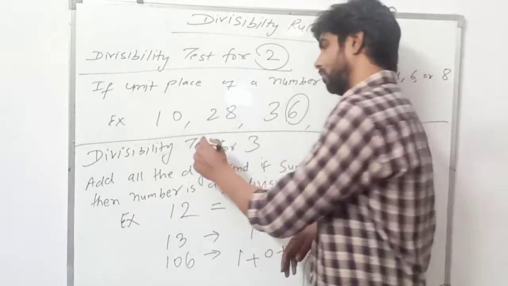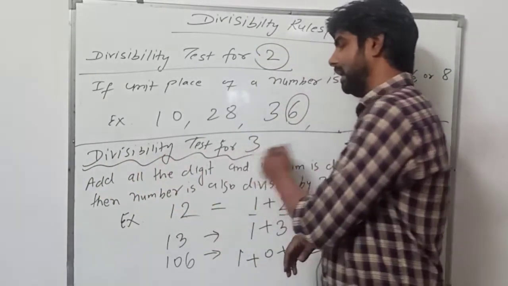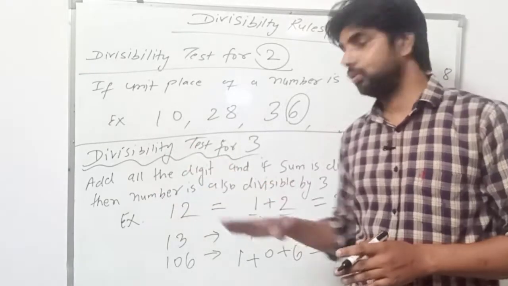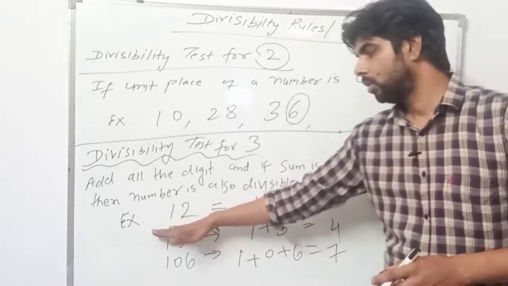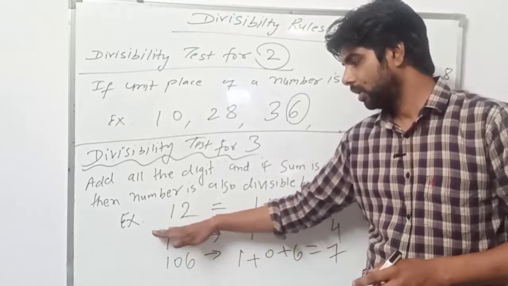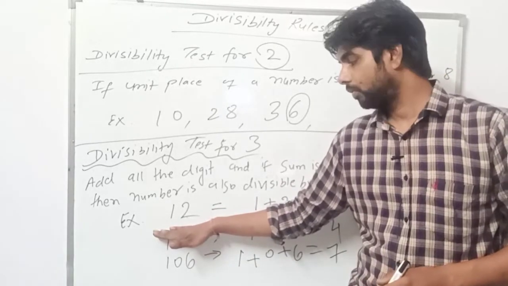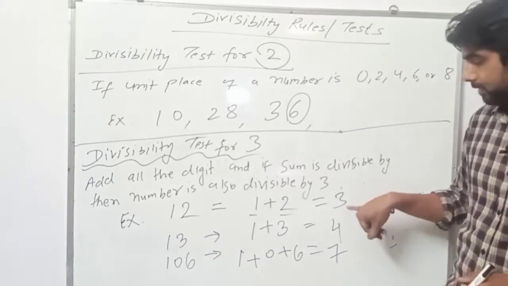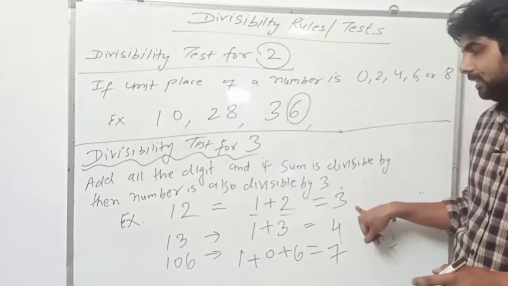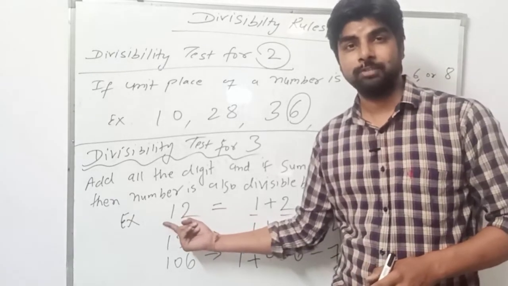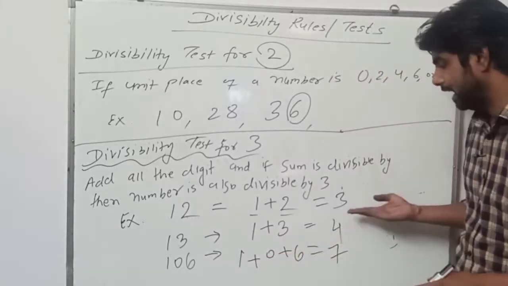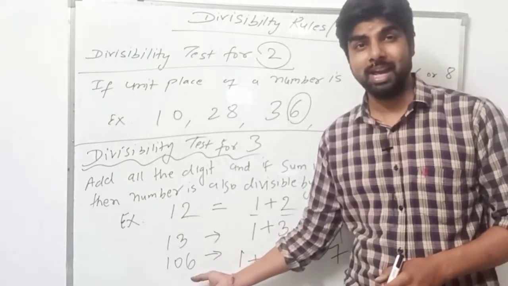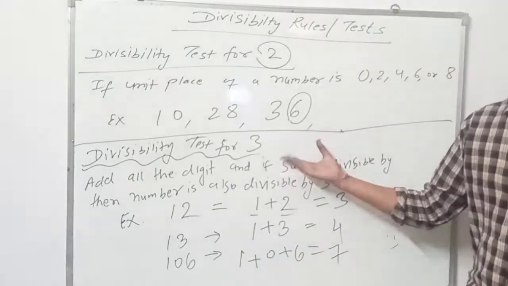So in order to find out whether a number is fully divisible by 3 or not, what do we have to do? We have to add all the digits of that number, and then we divide that sum by 3. If that sum is fully divisible by 3, that means the whole number is fully divisible by 3. And if that sum is not divisible by 3, that means the number is not divisible by 3. So this is very simple.